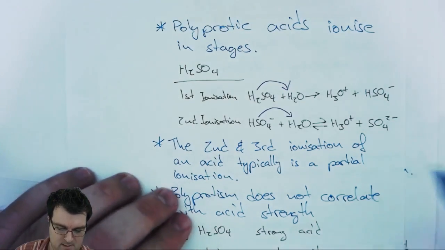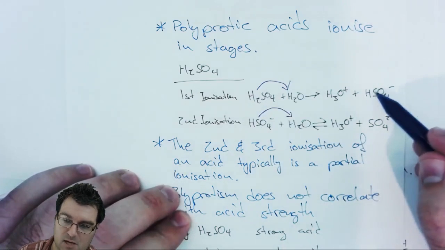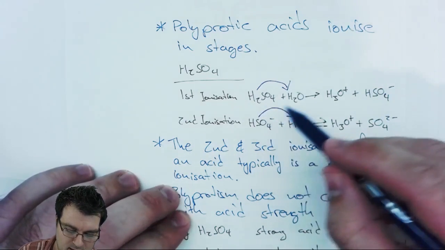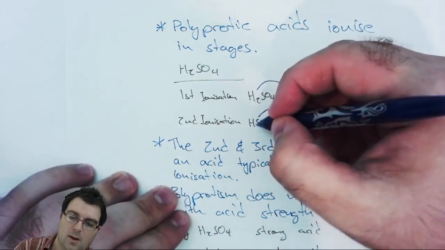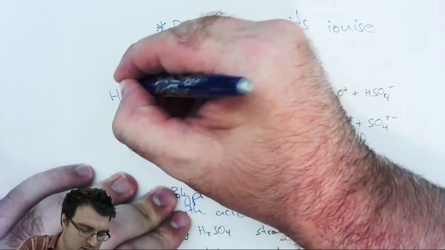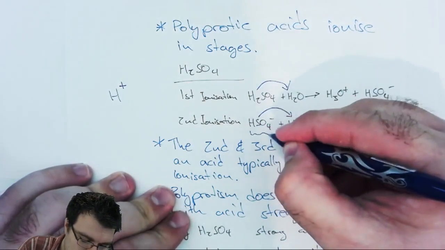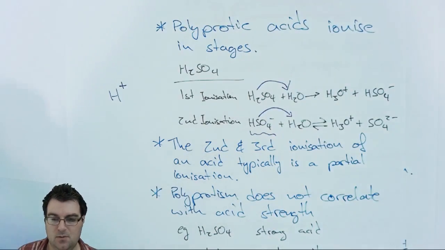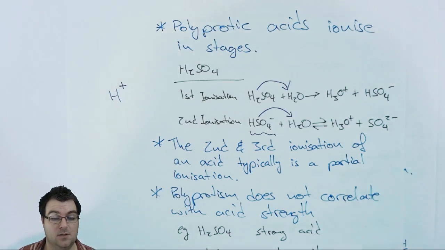If we take a look here, when we give that first proton, we form this negatively charged species. To give that second hydrogen ion, that second proton, to our water molecule, we need to pull a positively charged ion away from an already negatively charged ion. And so the two of those are going to want to stay together, so it's harder to do and takes more energy. That's why, for our second and third ionizations, we typically only have partial ionizations of our acids.